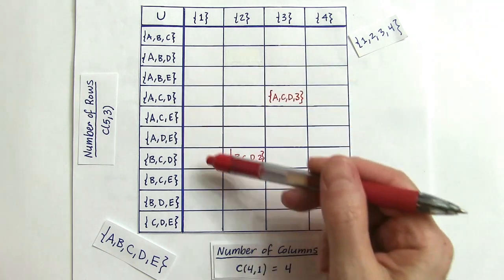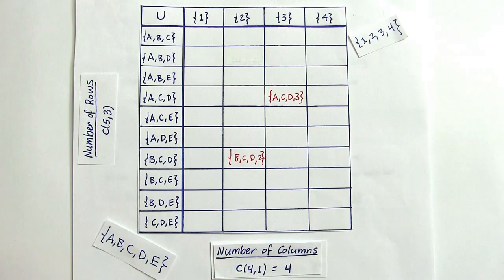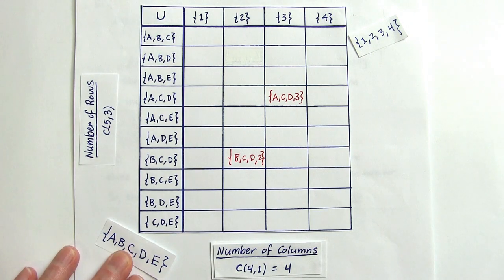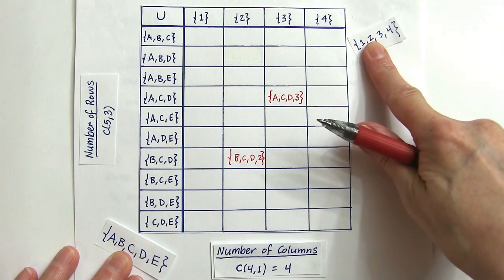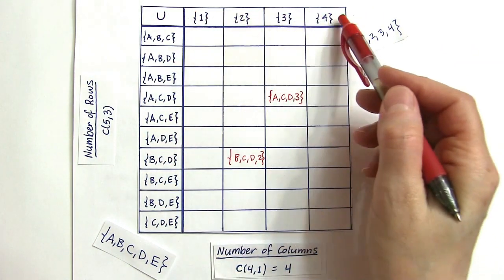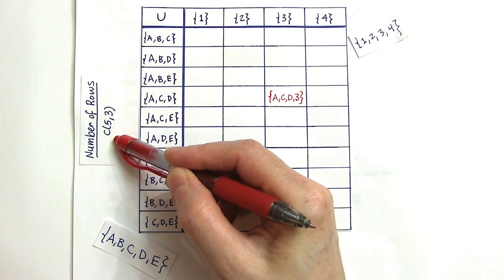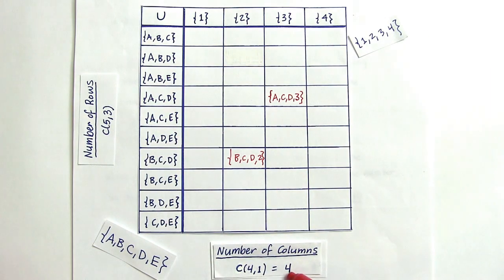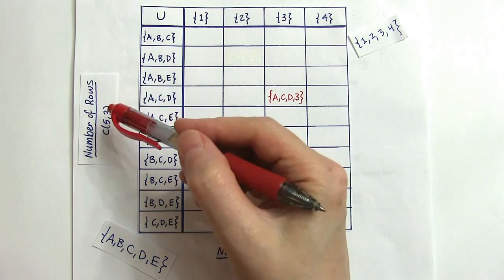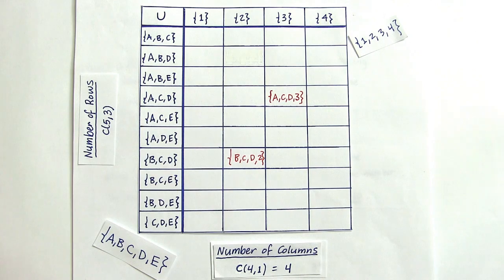And every one of these entries in this table is different. So the total number of ways that I can form a set choosing 3 letters from A, B, C, D, and E, and 1 number from 1, 2, 3, 4, is the number of rows in this table times the number of columns, which is 5 choose 3 times 4 choose 1, or 10 times 4, which is 40 entries in this table.